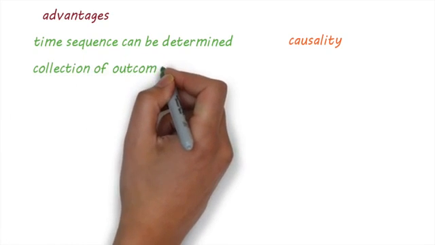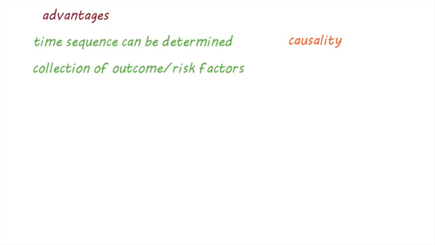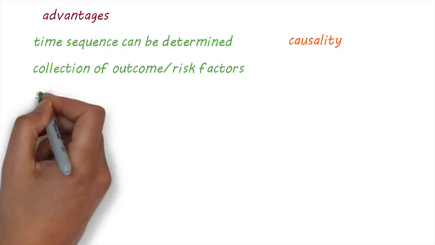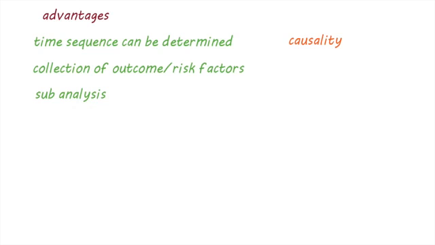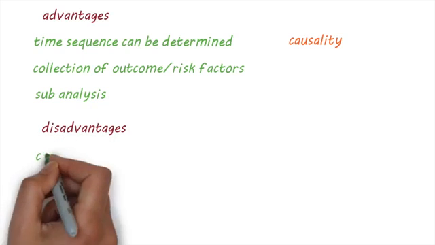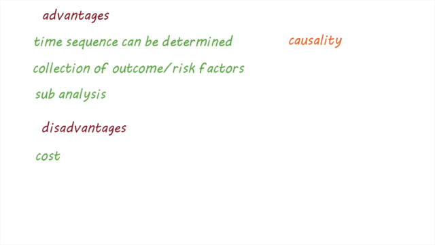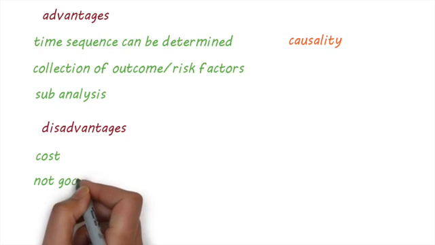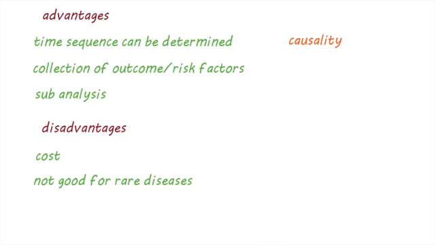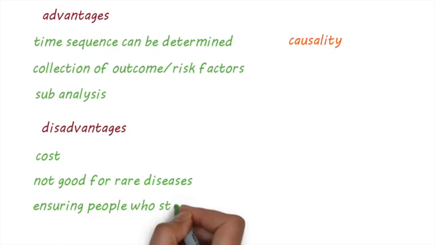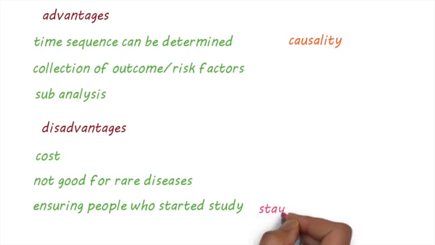Another advantage is that information about several different outcomes and risk factors can be collected at the same time. This allows for sub-analysis to be conducted on the data. A disadvantage of cohort studies is the high cost, as they can involve a large number of people being followed over a long period of time. They're generally not suitable to study rare diseases. A challenge in cohort studies, especially ones that are conducted over a long period of time, is ensuring that people who started the study stay until the end of the study. If many people drop out, it will affect the results of the study.